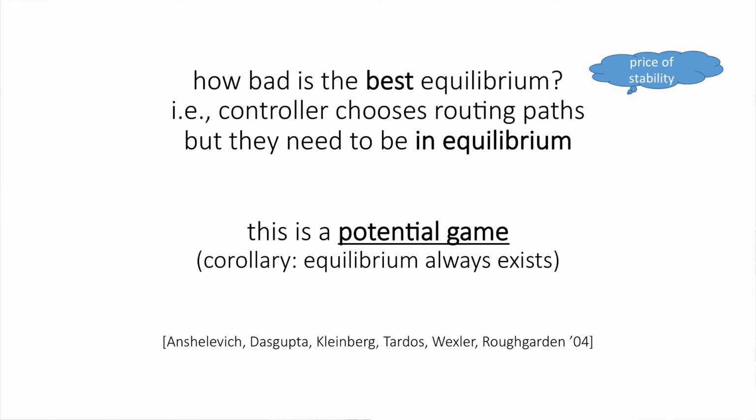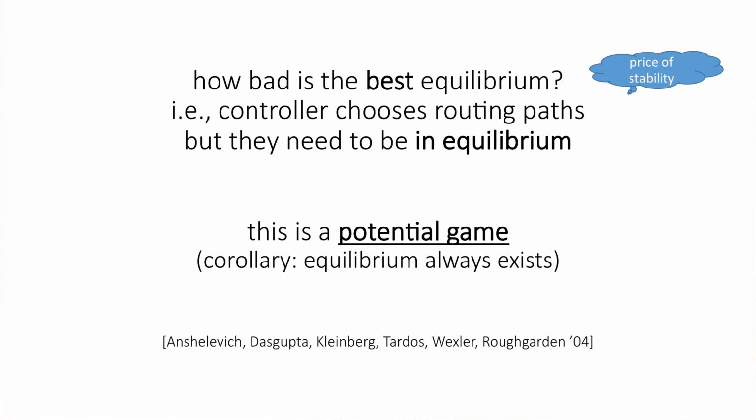Okay. So, in trying to understand what happens if the controller actually can choose the routing paths, but still needs to satisfy the agent's selfishness, we first observe that this is in fact what is called a potential game. Okay. And I will show what that means in the next slide. But one of the corollaries of this being a potential game is what I stated earlier, that there is always a pure equilibrium. Okay. There is always an equilibrium state where every agent chooses a routing path and is happy with the current state of affairs.